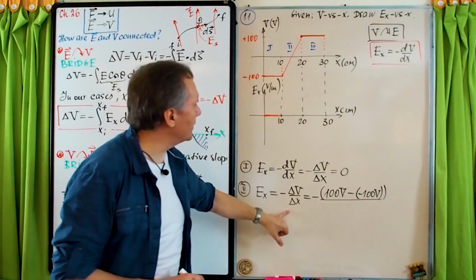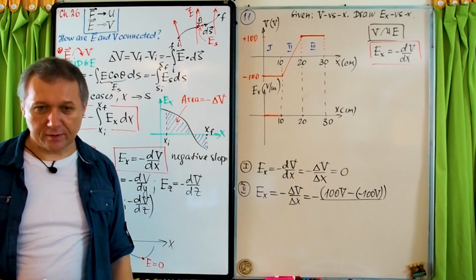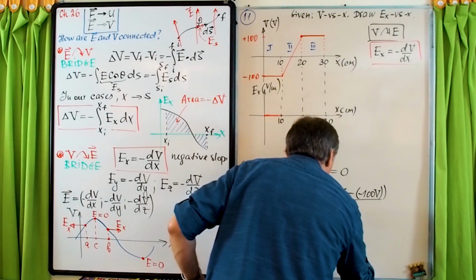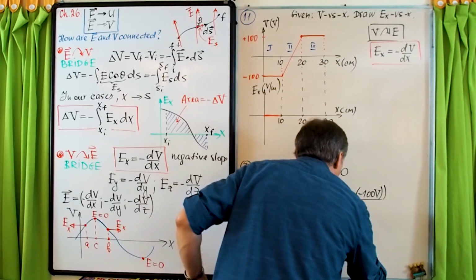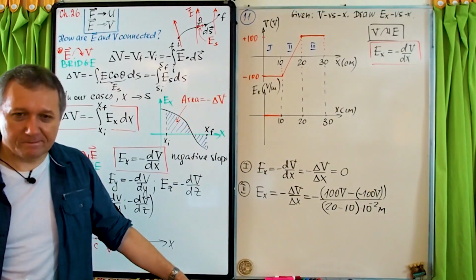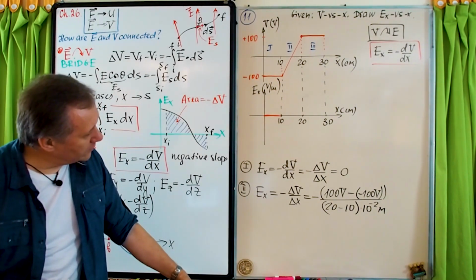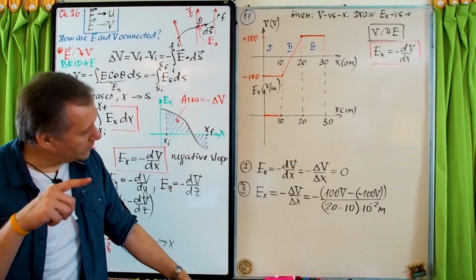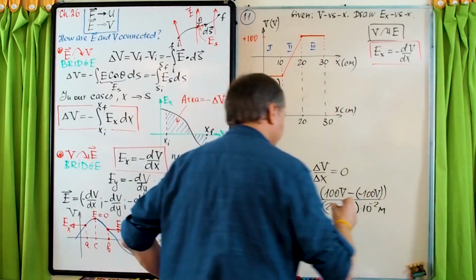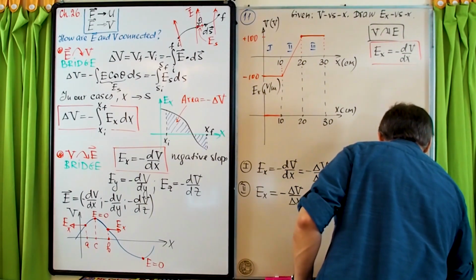And divided by delta x. Delta x, 20 minus 10. And of course, we must convert into meters in order to get normal units of the electric field. So it will be 20 minus 10 times 10 to the power of minus 2 meters. All right. So it will be 200 and another, oh my God, I'm getting 2,000. Yeah, negative 2,000 volts per meter. So it will be minus 2,000 volts per meter.